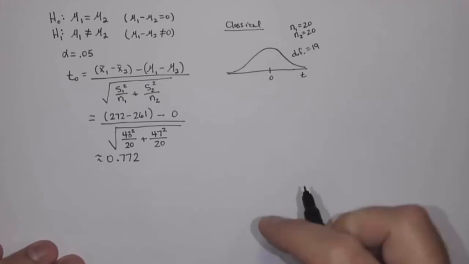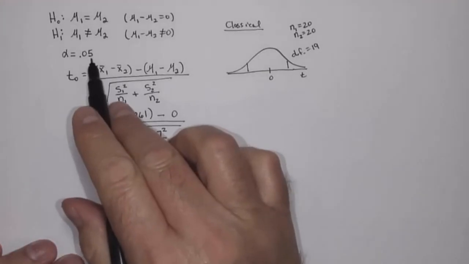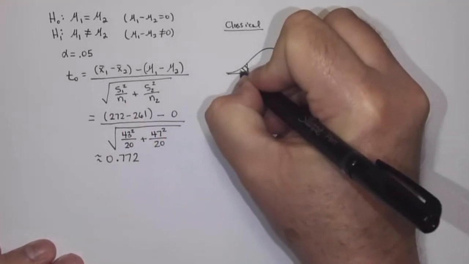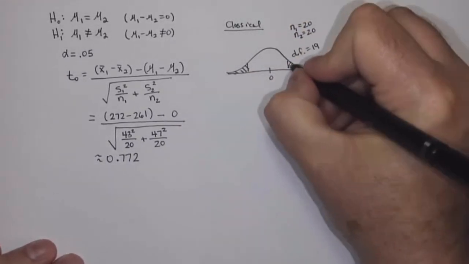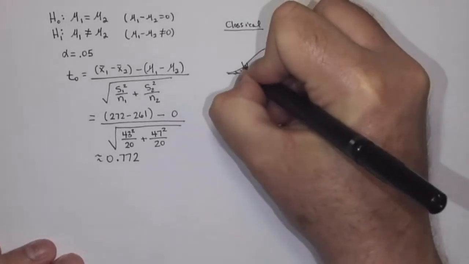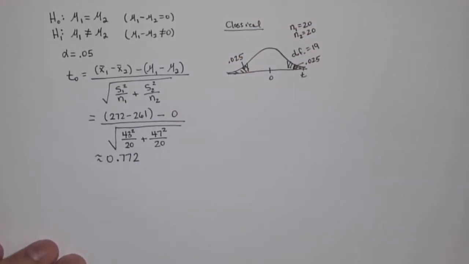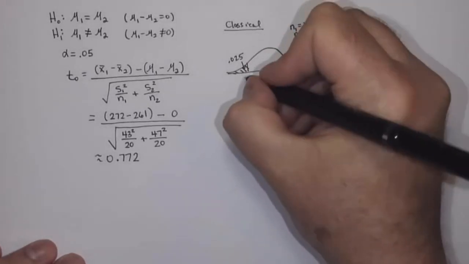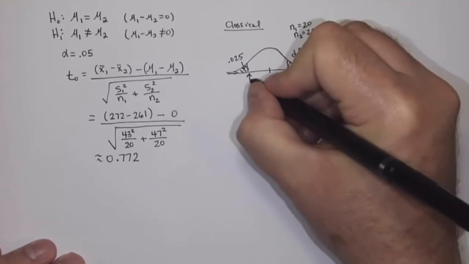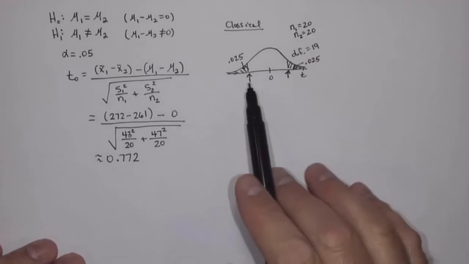Now, this is a two-tailed test, and we are using a 0.05 level of significance. So that 0.05 is going to be split between the two tails. Half of 0.05 is 0.025, so we're going to have 0.025 in each tail. We need to figure out what these critical values are. They'll be the same value, except one will be negative and one positive. So how do we find those values?